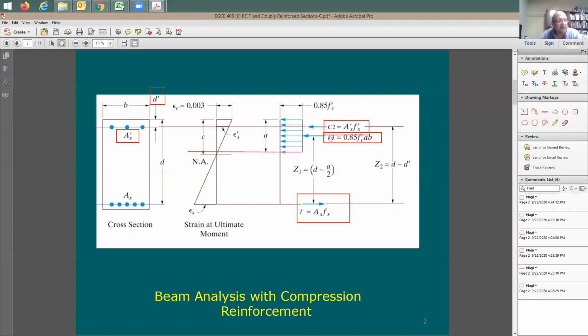Where is the first force? You can see here's the first force: C1 equals 0.85 A prime C times A times B. What is the Z distance for it? I'm going to say this can be the same as the one that we have done before. There is no difference here. It's going to be D minus A over 2.